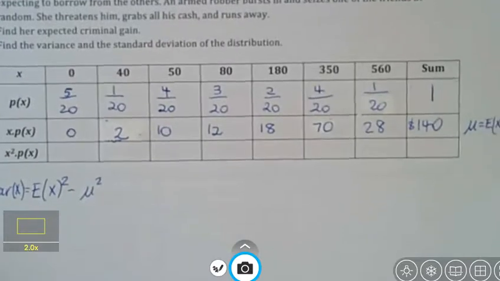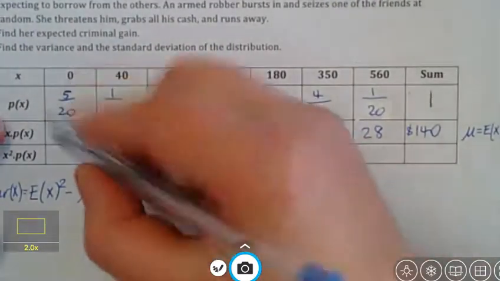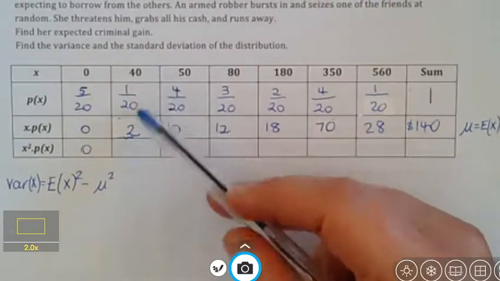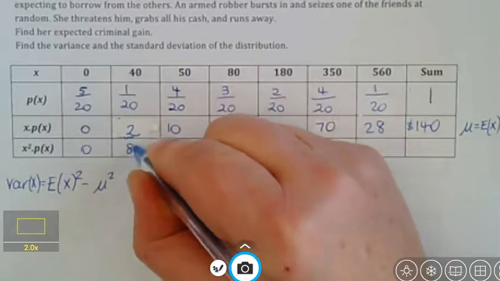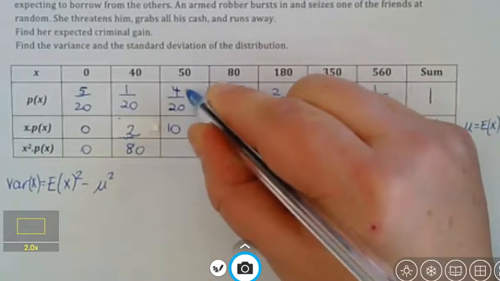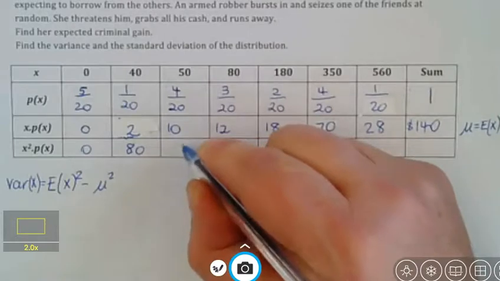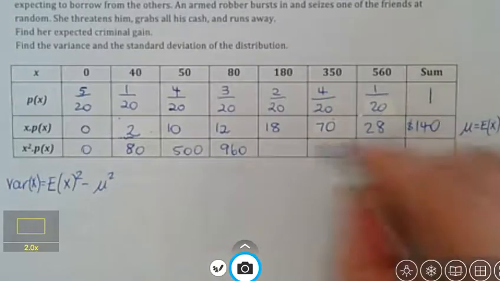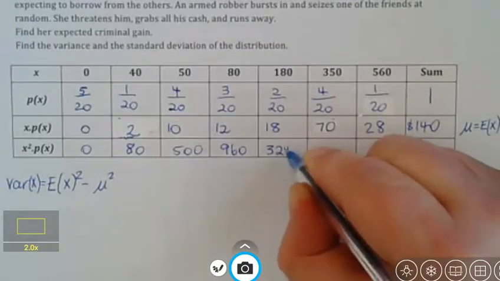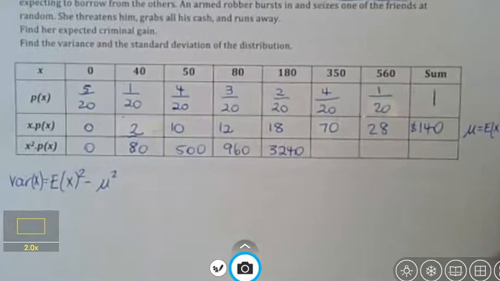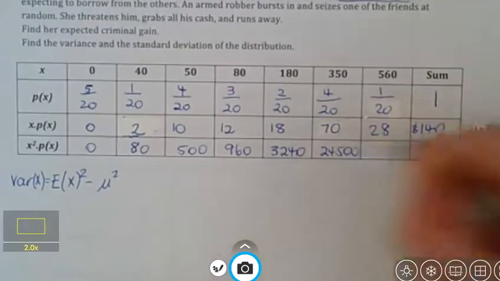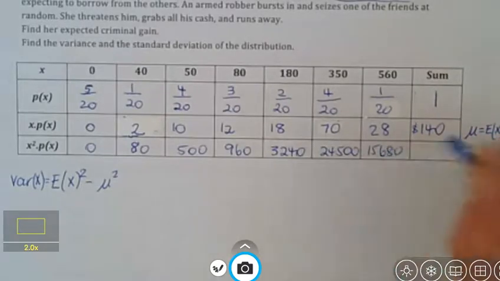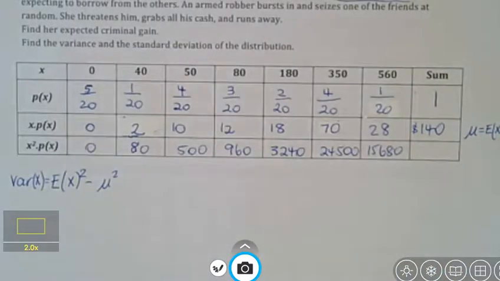Okay, so x squared p(x), you working those ones out? Someone tell me the values when you're done. So 40 squared divided by 20, I've been told 80. 50 squared divided by 20, times 4, what do you get? 960. Is that what everyone's getting? Next one? 24,500. Yeah. 24,500 and 15,680. Then we need a total.